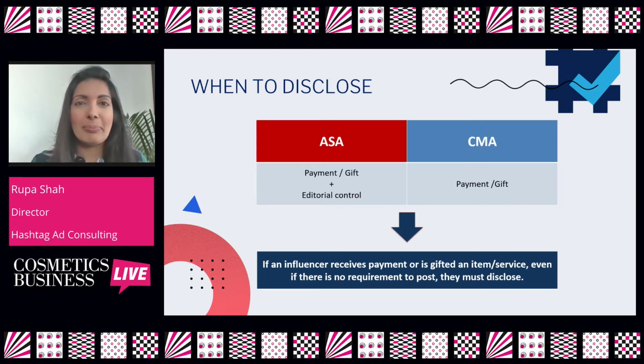So when do you need to put this disclosure label on? When is a post a business post or a sponsored post, and when is it just organic advertising? Well, if we take the UK's example, we know that if an influencer receives payment or is gifted an item or service, even if there is no requirement to post, they should disclose that there is a commercial relationship. It's pretty similar in the US and across the globe: if you have this commercial relationship, paying or gifting your ambassador in some way, then the posts they produce should be disclosed with a very clear label.